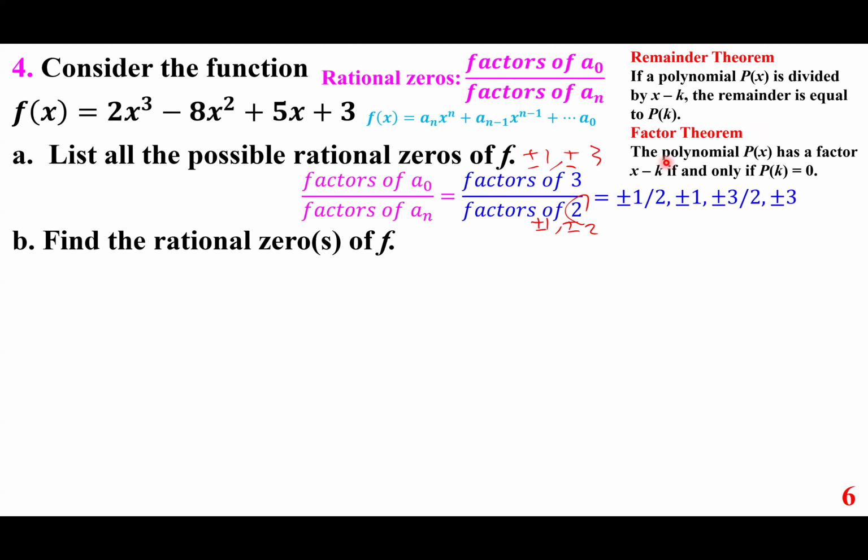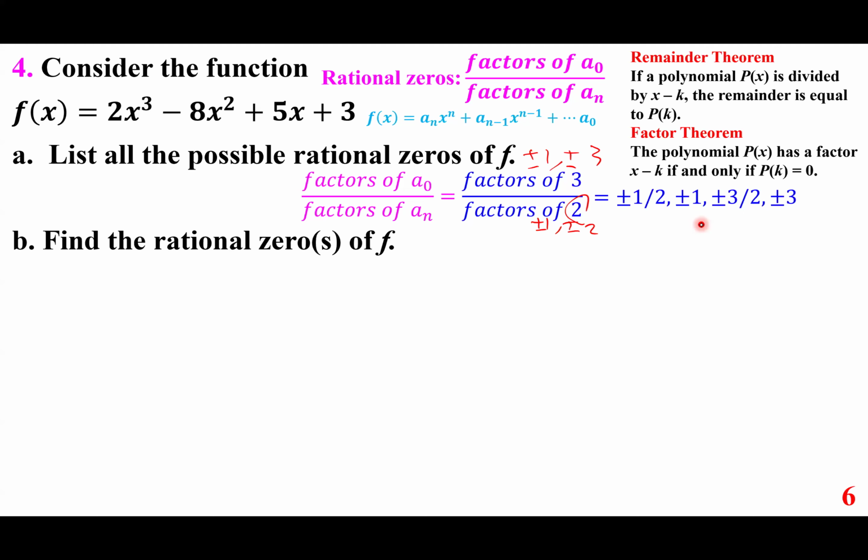Factor theorem: the polynomial p of x has a factor of x minus k if and only if p of k equals 0. Now, when you do that, if it results in 0, that means x minus k must have been a factor. So to do so, we have to plug in negative 1 half, positive 1 half, negative 1, 1, and so forth. And normally they start with easy numbers like 1 and negative 1. I'm not going to go through that process, but that is the proper methodology.